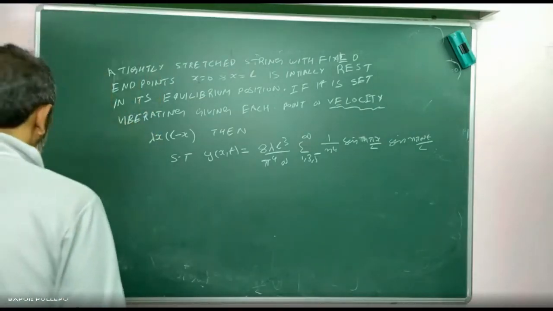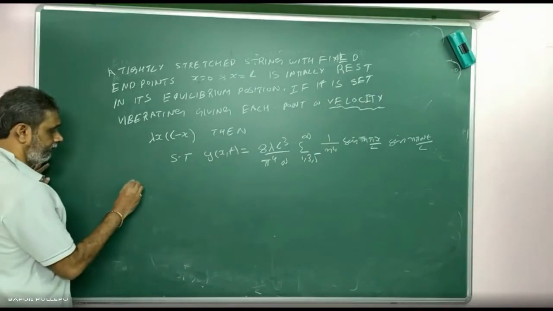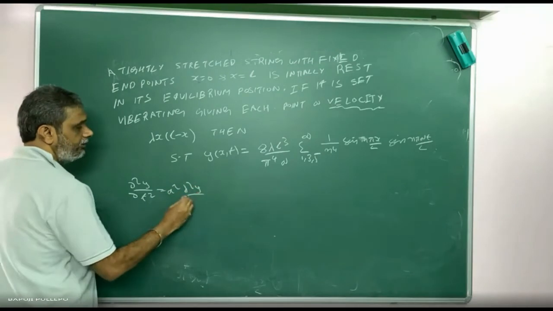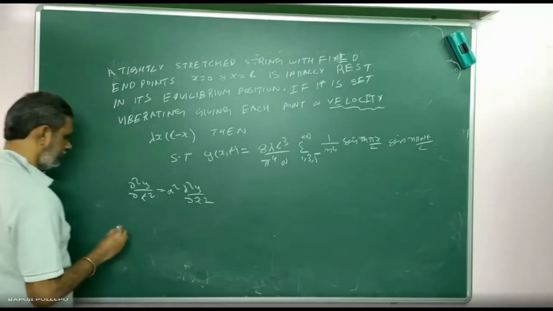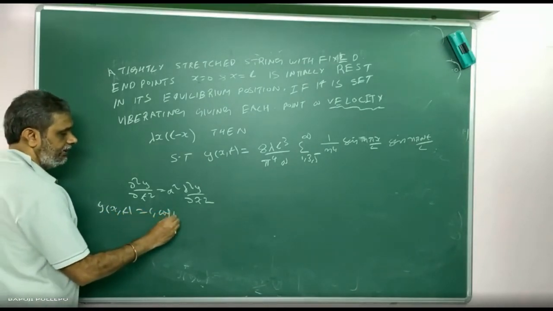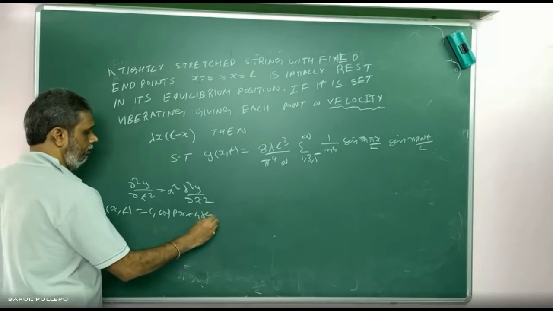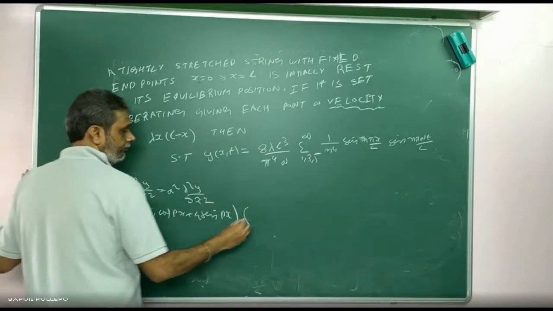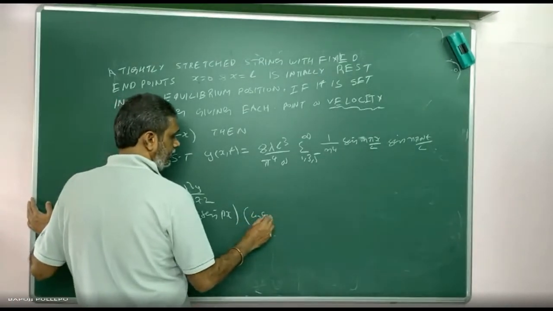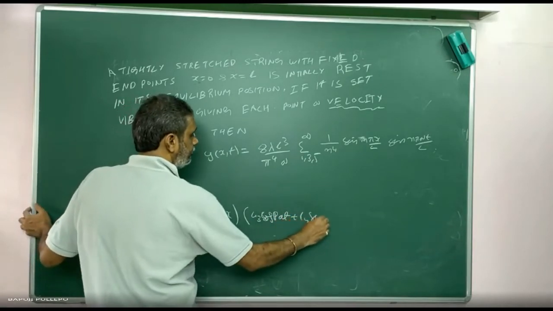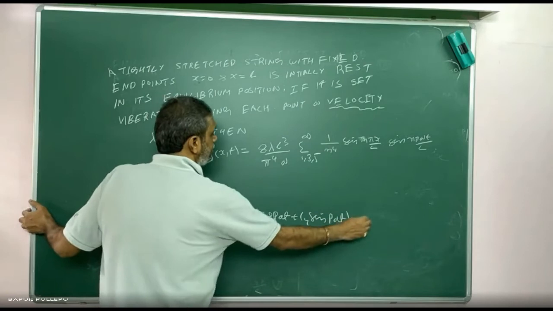Okay, can I continue? Same story. Then immediately what will you write? Tell me, the equation you can write: ∂²y/∂t² is equal to a² into ∂²y/∂x². The general solution is what? y(x,t) is equal to (c1 cos px + c2 sin px)(c3 cos pat + c4 sin pat). Whatever may be, this is the general solution.